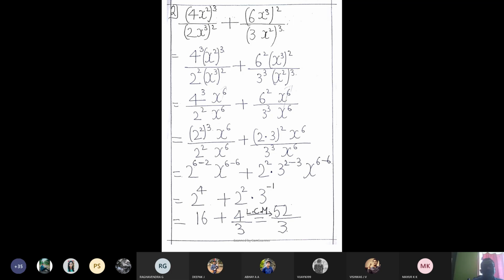4x squared whole raised to the power of 3 divided by 2x cube whole raised to the power of 2, plus 6x to the power of 3 whole raised to the power of 2 divided by 3x square whole raised to the power of 3.